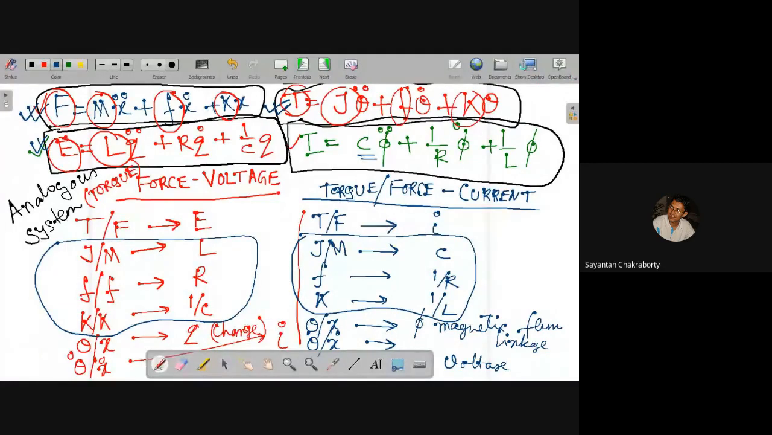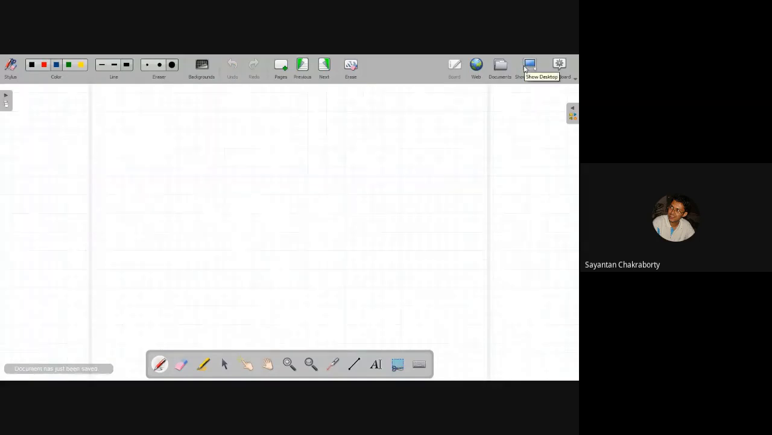I don't know why. So have you understood this analogy, the force-voltage and torque-current analogy? Depending upon your availability of source, current source or voltage source, you can choose either of the analogies. And this is not only applicable to mechanical systems. Any physical system having a second order differential equation with constant coefficients can be replaced by a series RLC or parallel RLC circuit.